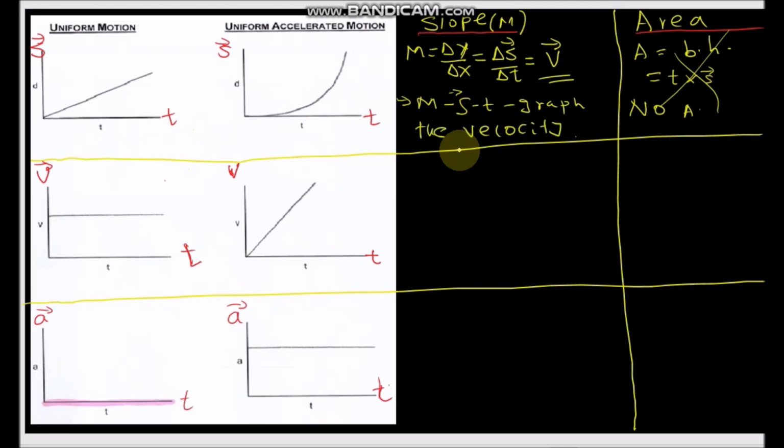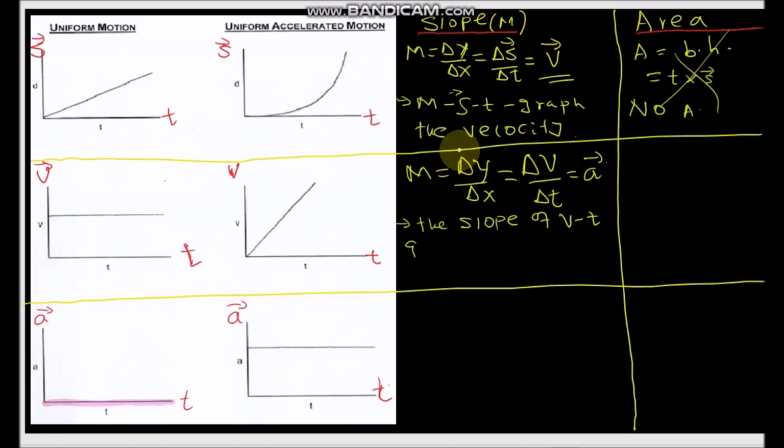What about the velocity time graph? The slope m is equal to change in y by change in x. Change in y is change in v, by change in t. It gives the acceleration. This implies the slope of the velocity time graph gives the acceleration.